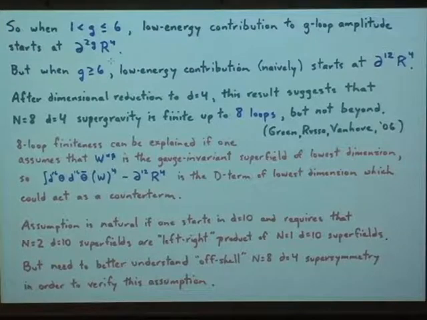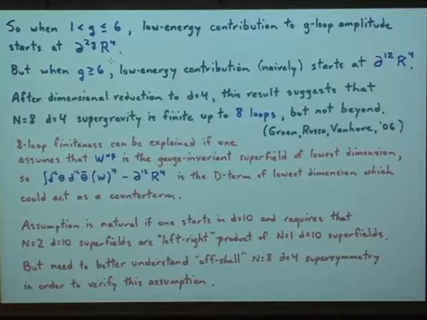Okay, you can argue this 8-loop finiteness actually without mentioning string theory. You can just look at this superspace expansion. So if we assume that W alpha beta is the gauge invariant superfield of lowest dimension, then this object here is the D-term of lowest dimension. I just have to integrate over all the thetas, and you get this number of derivatives.